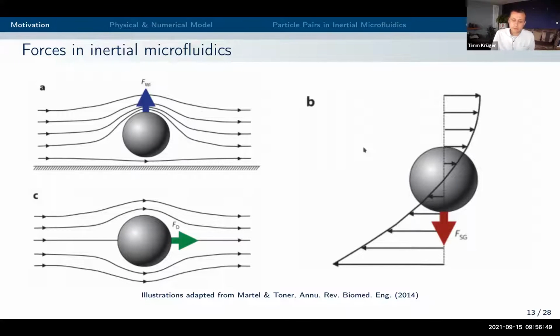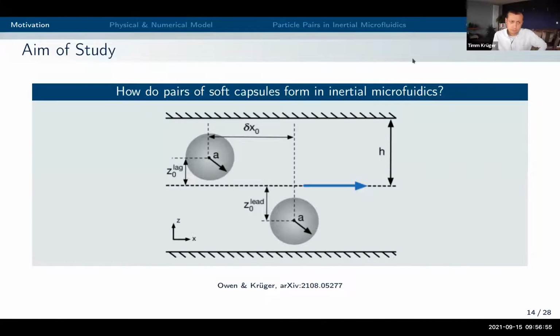And you have secondary flow effects that lead to an axial interaction of particles, resulting in train formation. So what we wanted to do in our study was investigate how a single pair of capsules forms and how it behaves. Because if you remember, I told you that particle trains are believed to be made up of particle pairs initially. Particle pairs form and they form the train. So it is worth looking at particle pairs in a bit more detail.